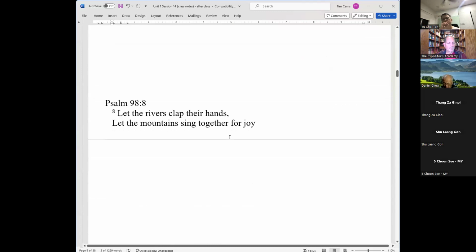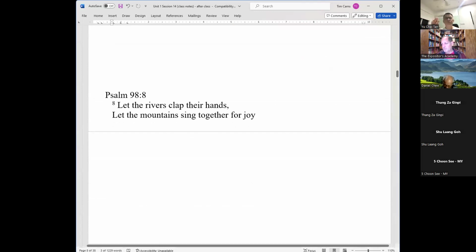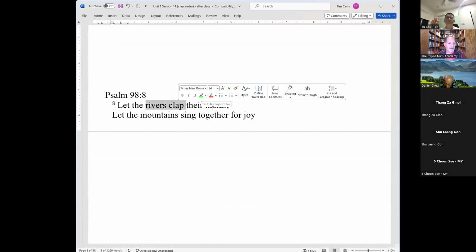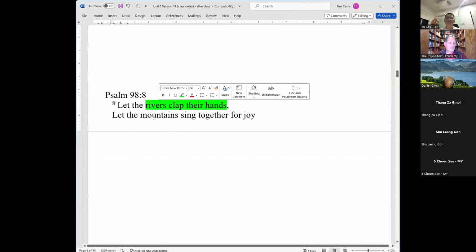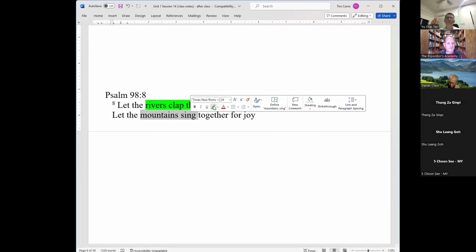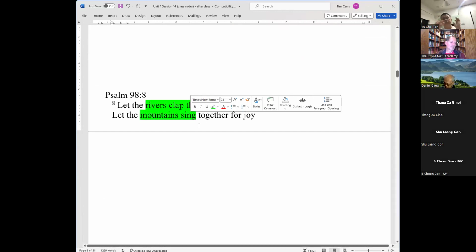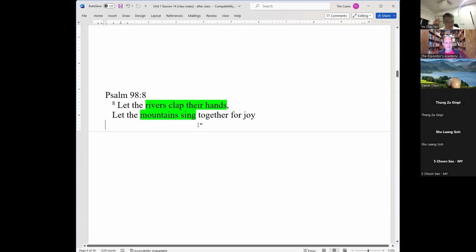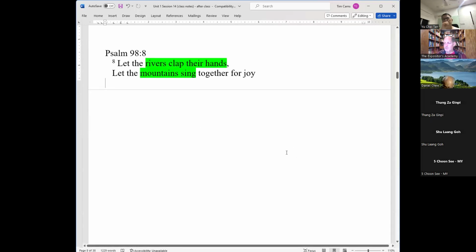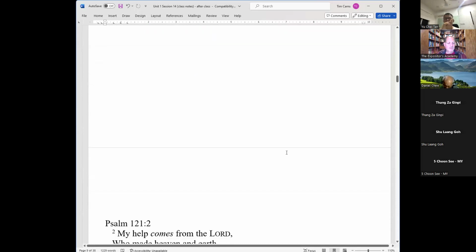Another example we did together was an example of personification. Let the rivers clap their hands. Well, rivers don't have hands that clap, obviously. The mountains sing. Well, mountains don't have the ability to sing. So these are figurative expressions, just to emphasize and focus on the tone of celebration and praise to God.